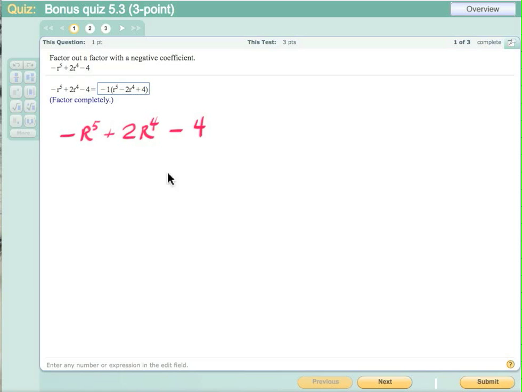Well, hello everybody. As you can see, it's the bonus quiz for 5.3. It's actually a three-pointer because I've added some spice. Problem 3 is a review problem drawn from chapter 2 to keep you remembering what you've already learned.